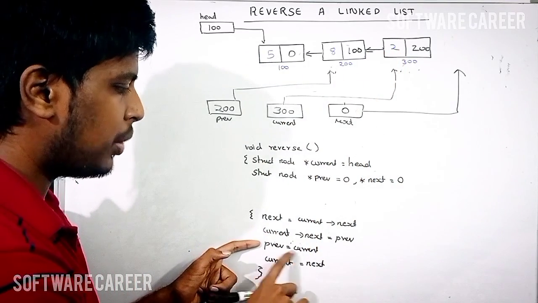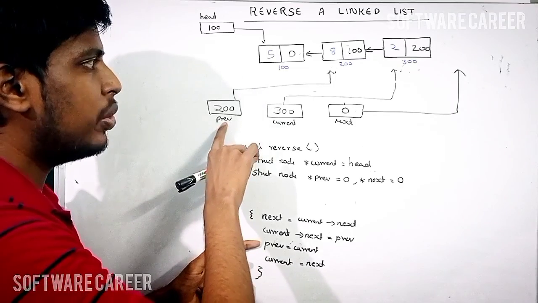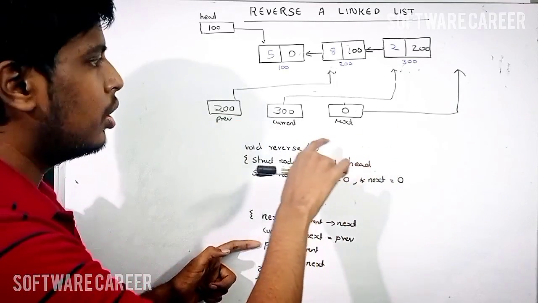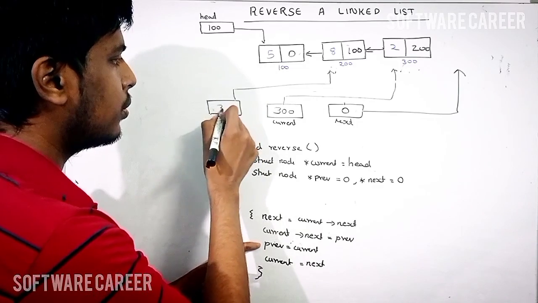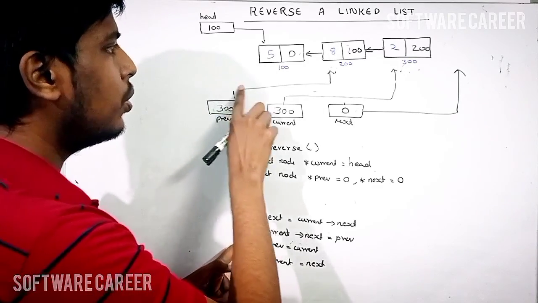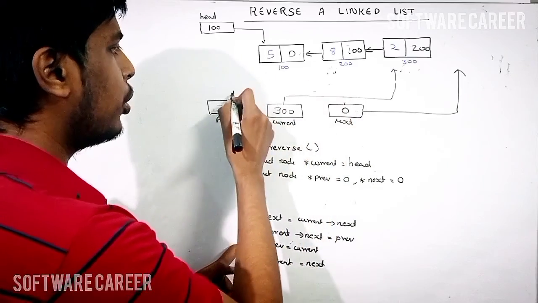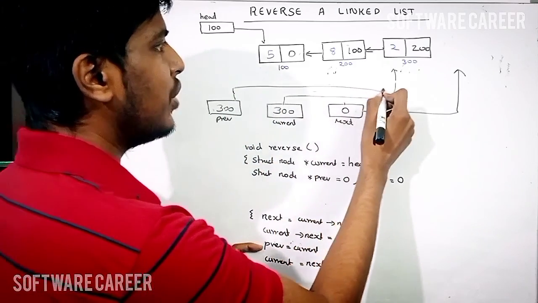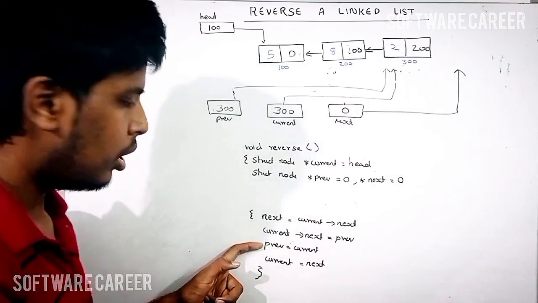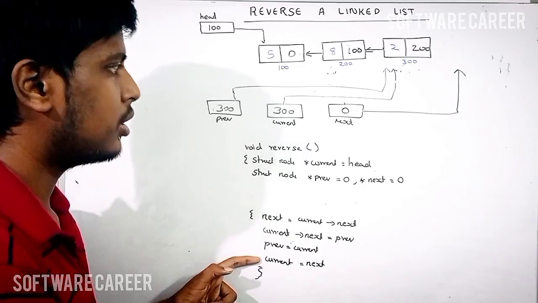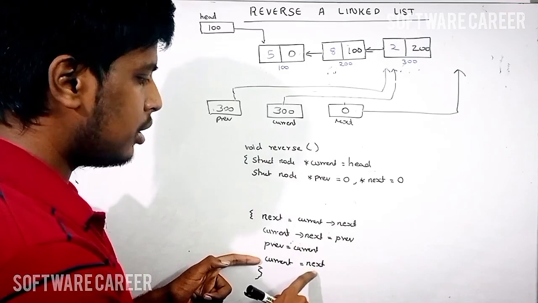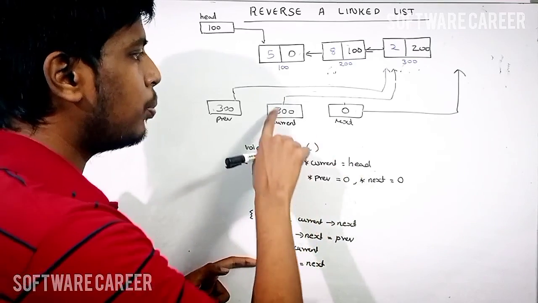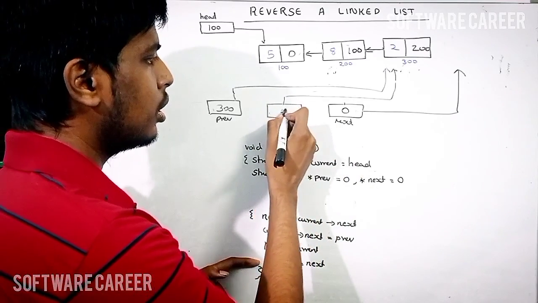Now what is the next step? Previous equals to current. That means you are moving the previous pointer one step ahead. So what is current? 300. That 300 I am storing over here. Now I should point this previous pointer to the node having address 300. Now what is the next step? Current equals to next. I am moving the current pointer one step ahead. So next is what? 0. So I am putting that 0 in this current.